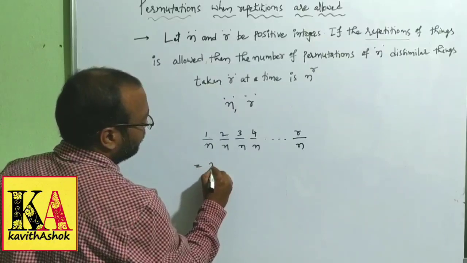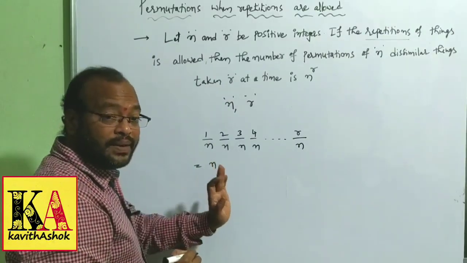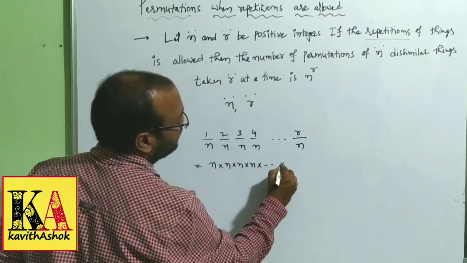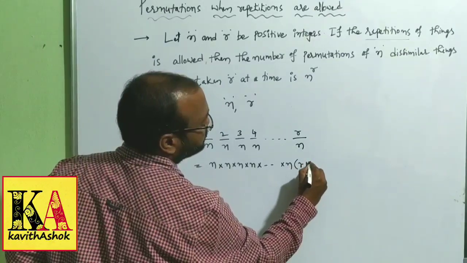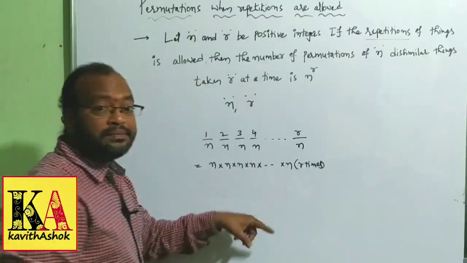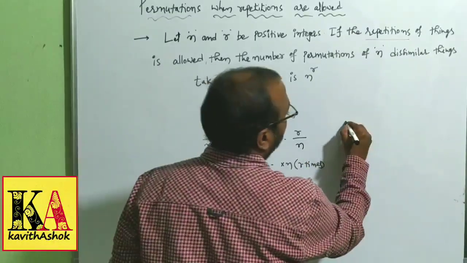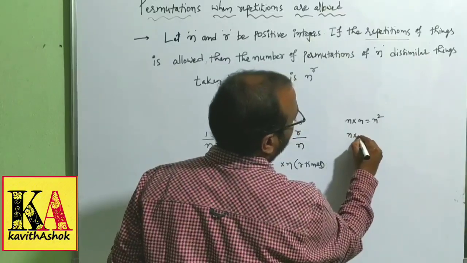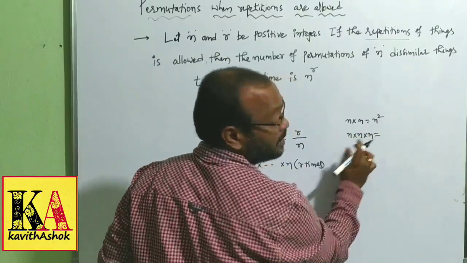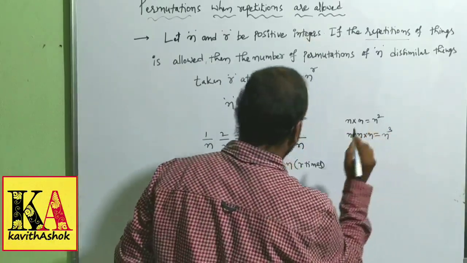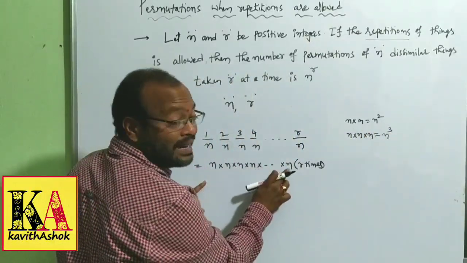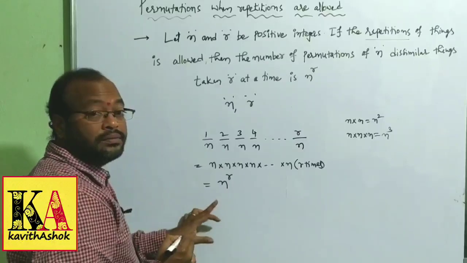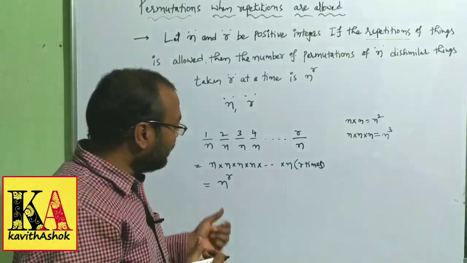So by the fundamental principle, the number of arrangements is equal to n into n into n into n, and so on. How many times? r times. Look at it: n into n, if 2 times, will be n squared. N into n into n, if 3 times, will be n cube. In the same manner, n so on r times, so automatically it becomes n to the power of r. Instead of getting nPr, here we get n power r.